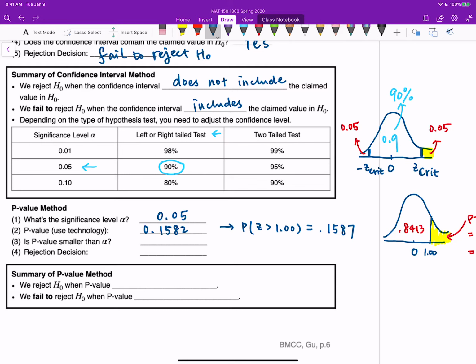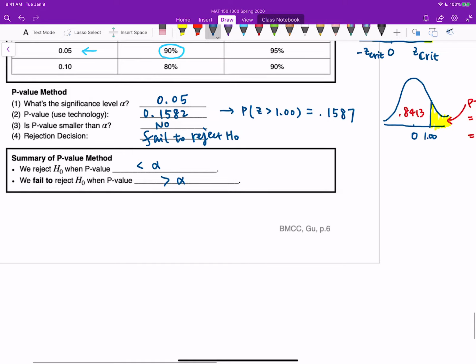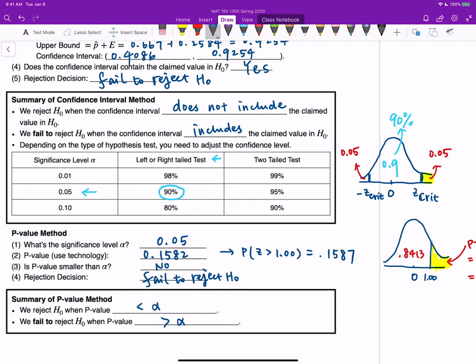Is the p-value smaller than alpha? No, right? Because 0.1582 is definitely greater than 0.05. Therefore, we fail to reject our null hypothesis. The summary of the p-value method: we reject the null hypothesis when the p-value is less than alpha. We fail to reject the null hypothesis when the p-value is greater than alpha. And that pretty much summarizes the handout from last time.